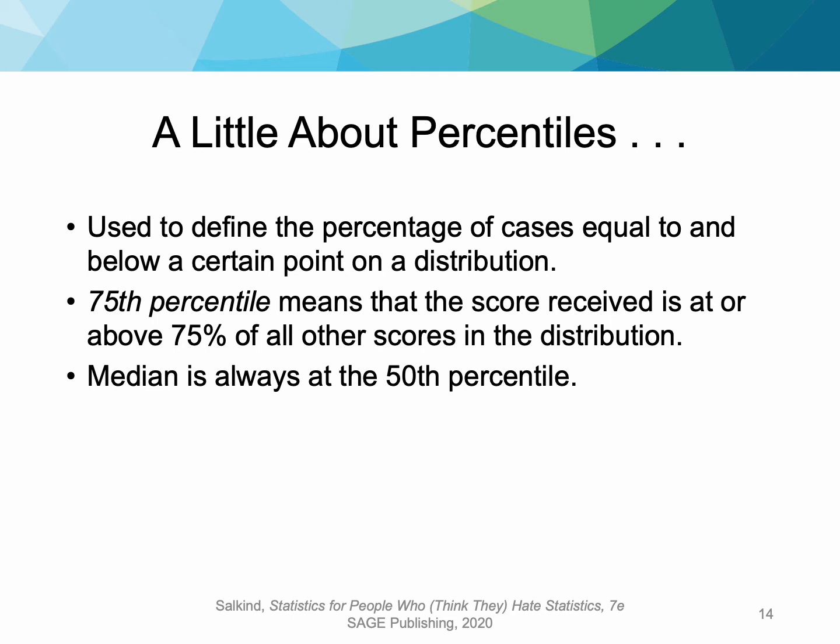Percentile points are used to define the percentage of cases equal to and below a certain point in a distribution or set of scores. So a percentile point and a percentile rank are two different things. The percentile point is the score, whereas the percentile rank is how that percentile point compares to the other scores. For example, the 75th percentile.